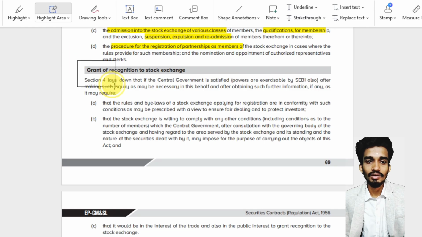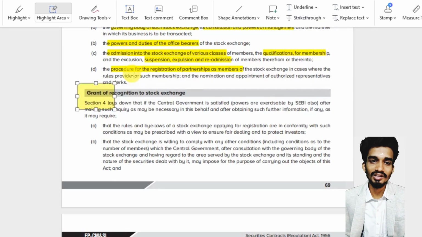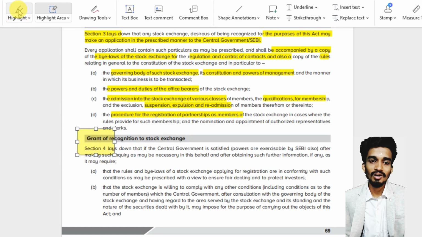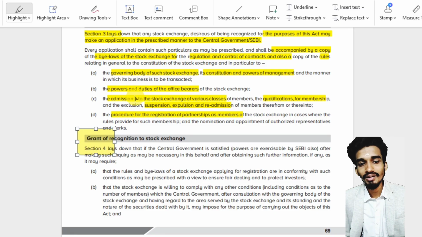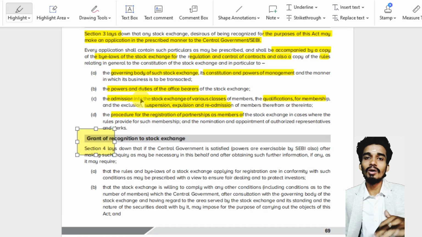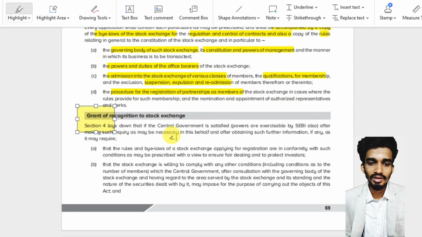After making your application, the next step is either the grant or the rejection. Okay. So the central government, after seeing your application, if it is satisfied, may grant the stock exchange recognition as a recognized stock exchange, or it will reject it by giving you an opportunity of being heard.